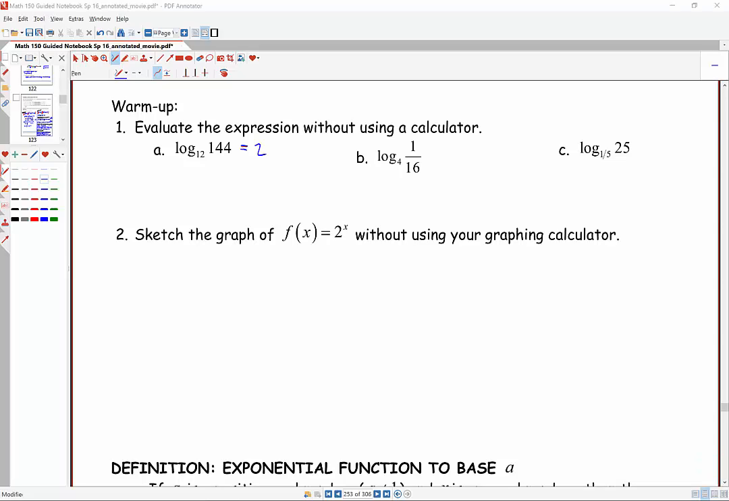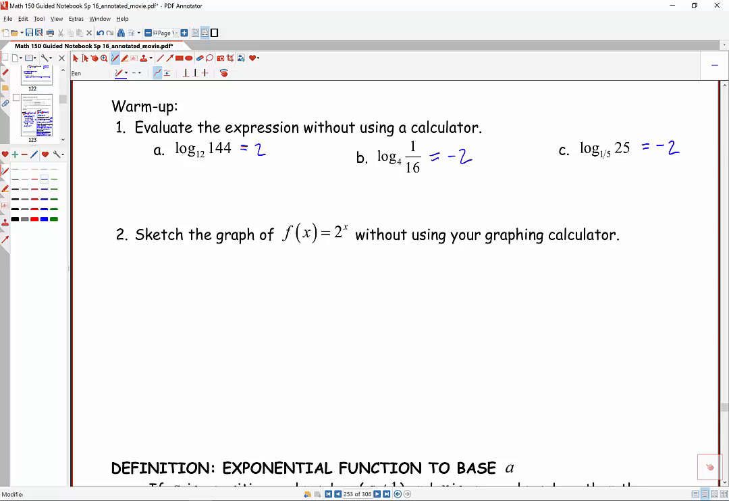All right, so next up, we've got the power to which we raise 4 to get 1/16. So what do you think? Good. That's going to be -2, because 4 to the -2 is 1/16. And the power to which I raise 1/5 to get 25. What do you think? Good. This again will be -2, right? Because it would flip that 5 to the numerator and you'd get the result of 25.